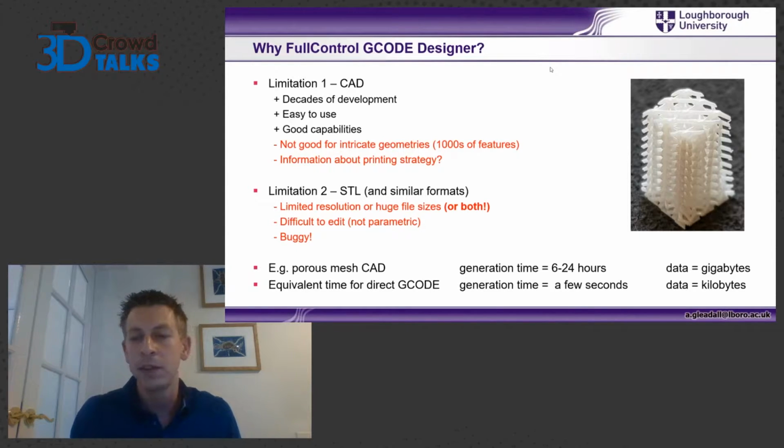And in terms of the data, we'd be talking literally gigabytes of data to store the information about this sort of structure as an STL file. Whereas logically looking at that, it's simply just a few lines stacked on top of one another. So in terms of the toolpath, the G-code, it's just a few kilobytes or bytes.